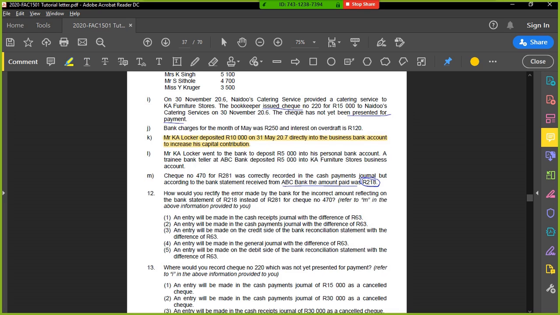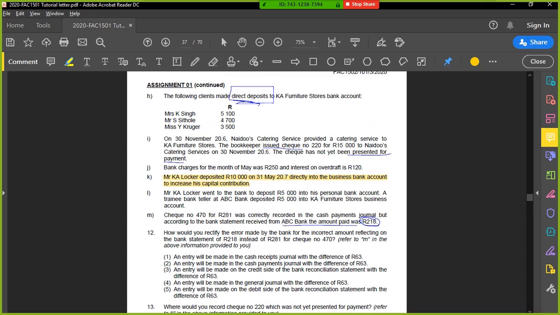Mr. K. Locker deposited 10,000 on the 31st of May directly into the business bank account to increase his capital contribution. So where's the error in that? I don't understand.